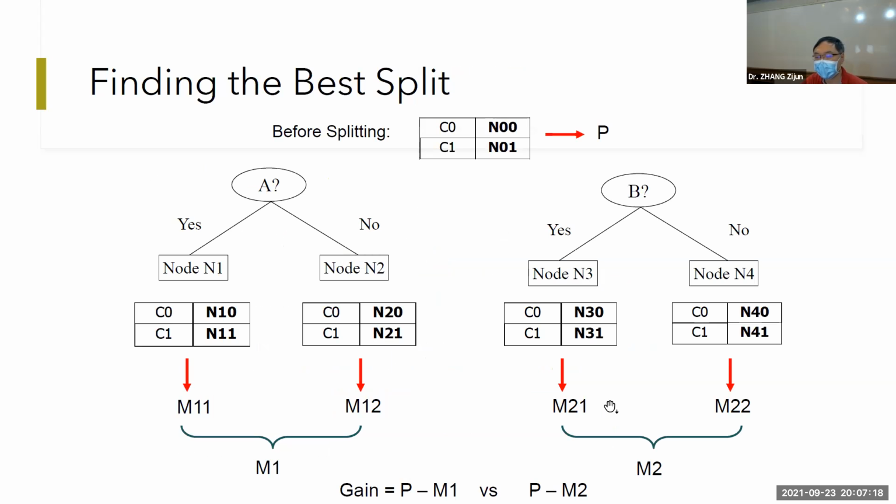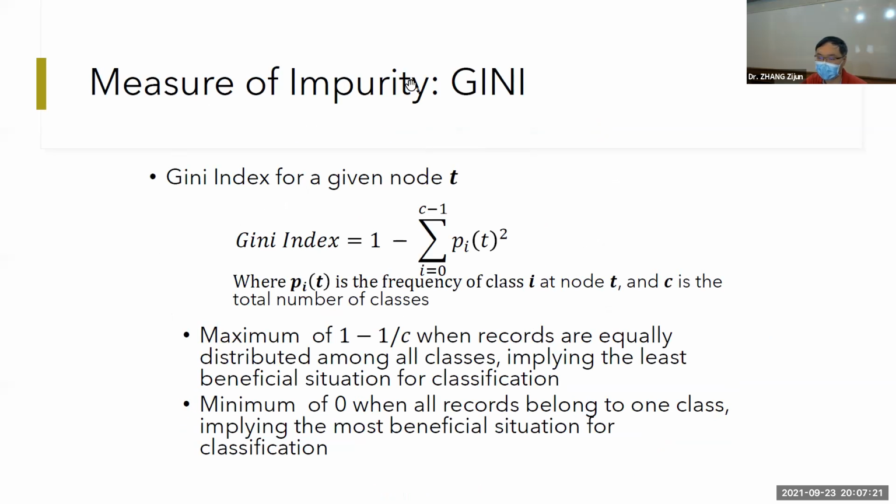Then this is a kind of general idea. Then we will go into details about how to do the computation based on different measures of impurity. We first talk about the Gini index.